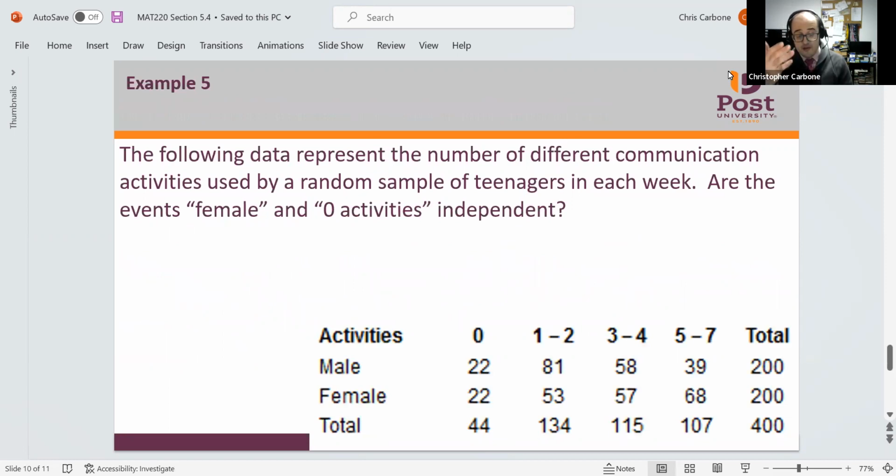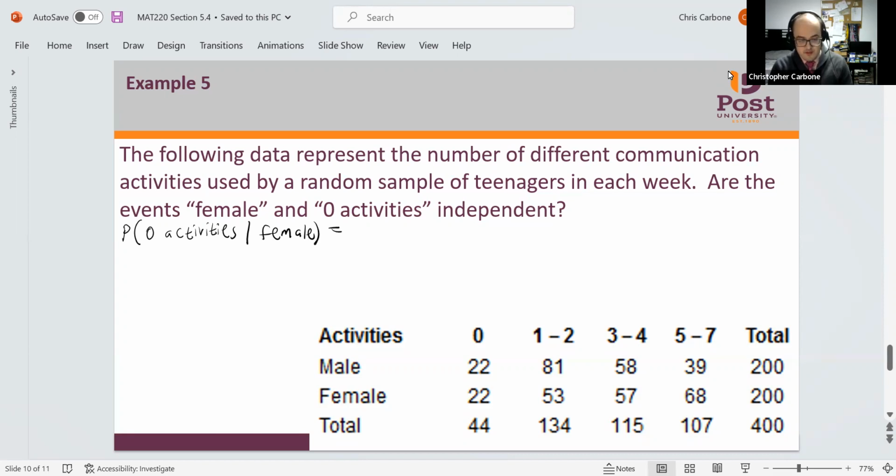So example number 5. I have here the following data, which represents the number of different communication activities used by a random sample of teenagers each week. We want to know: are the events female and 0 activities independent? So we have 2 checks to make. This is the probability of 0 activities given that person was female.